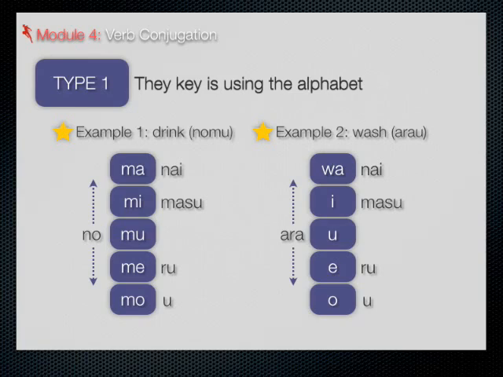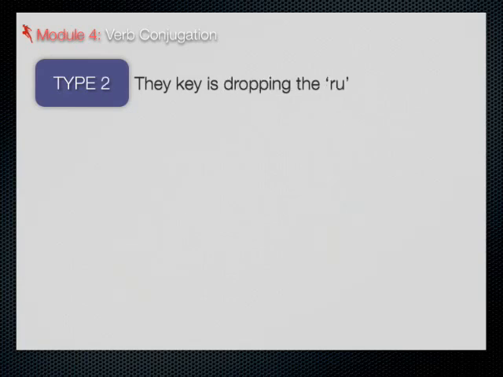So all you really need to memorize is what I presented on the previous slide, which is that the a line is negative, the i line is formal, the u line is dictionary form, the e line is capability form, and the o line is volitional form or let's form. What about type 2 verbs? Well, for type 2 verbs, the key is just dropping the ru. All you have to do is drop the ru, and add the ending to make the other forms.